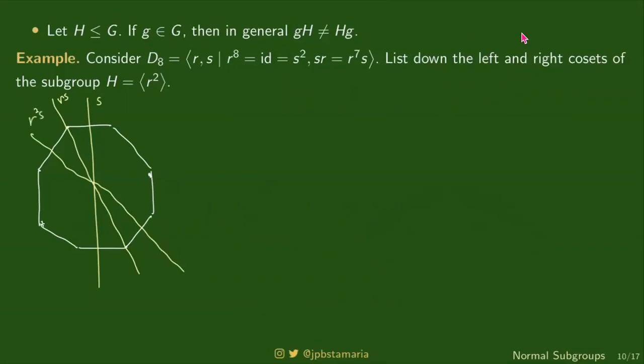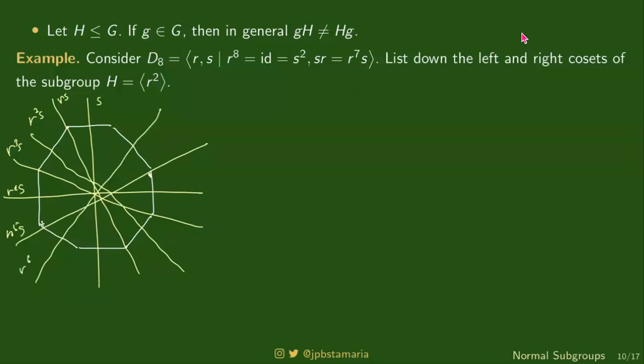Ito yung mirror ni R squared S, R cubed S, R to the fourth S, R to the fifth S, R to the sixth S, R to the seventh S. Yung R, siya yung unit rotation, yung unit rotation at the center at an angle of 360/8. No? Ano yung 360/8? What's that? 45 degrees. Ang pinakamaliit na rotation ay 45, tapos 90, tapos 135, etc.